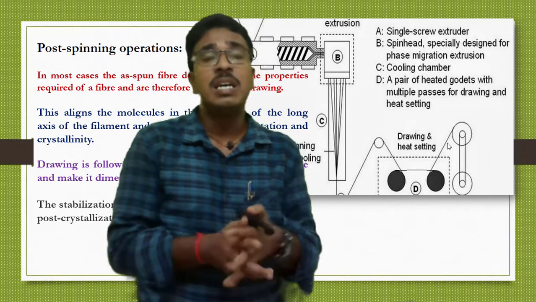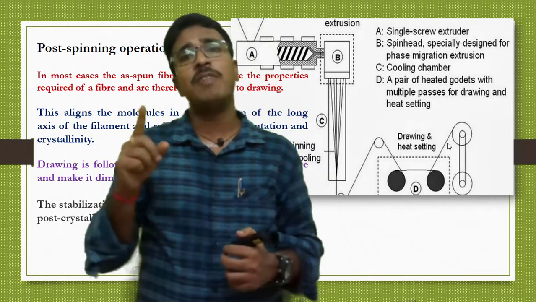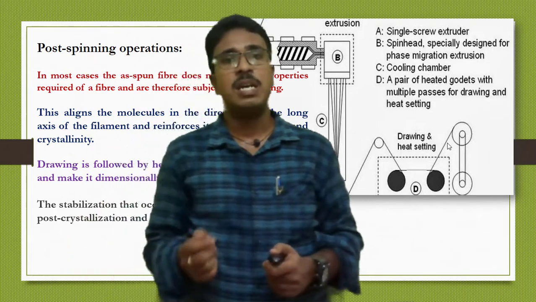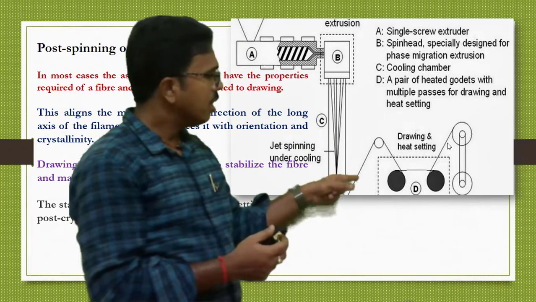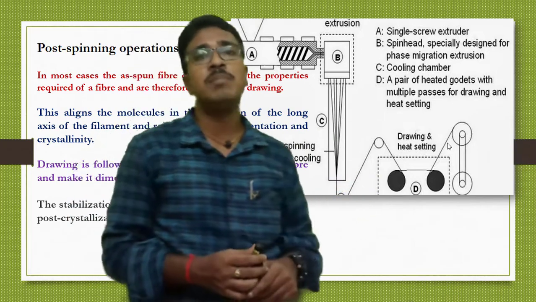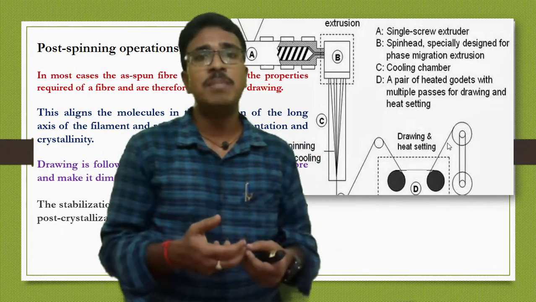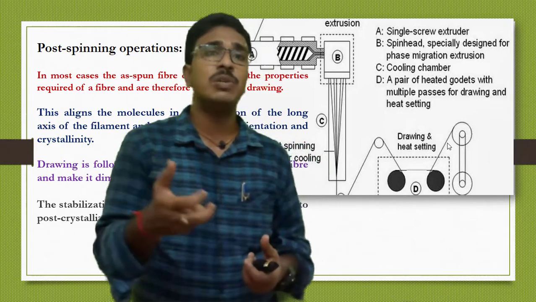That will decide the final end-use applications or final polymer or final filament properties. And here, along with drawing, you can see heat setting is also taking place. Heat setting is nothing but what? The filaments are subjected to heat. The filaments after drawing are subjected to heat.